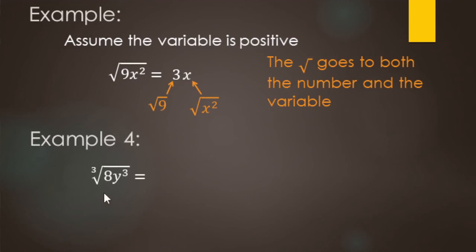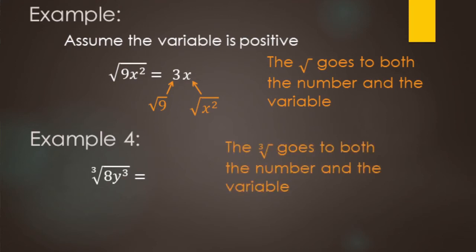Now let's do cube root of 8y to the third power. So similar to this one up here, that cube root goes to both the 8 and the y cubed. So again, it's kind of like the product to a power property. So we're going to do cube root of 8. So 2 times 2 times 2 makes 8. And then the cube root of y to the third power. So the cube root and the cube, they kind of undo each other. So that's just going to make y.